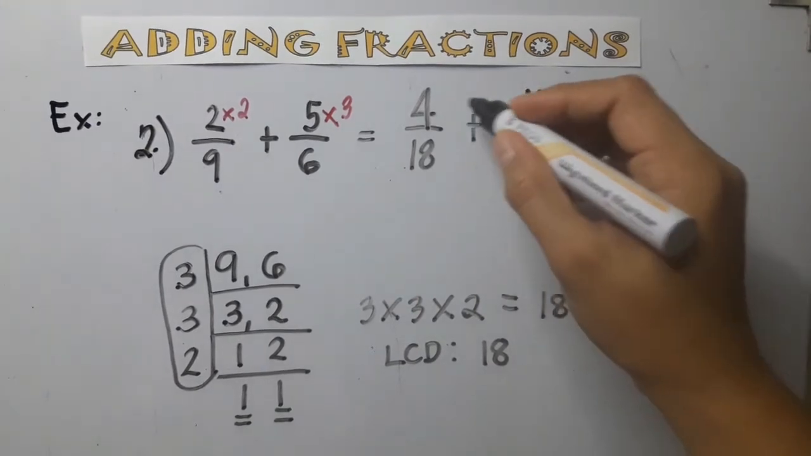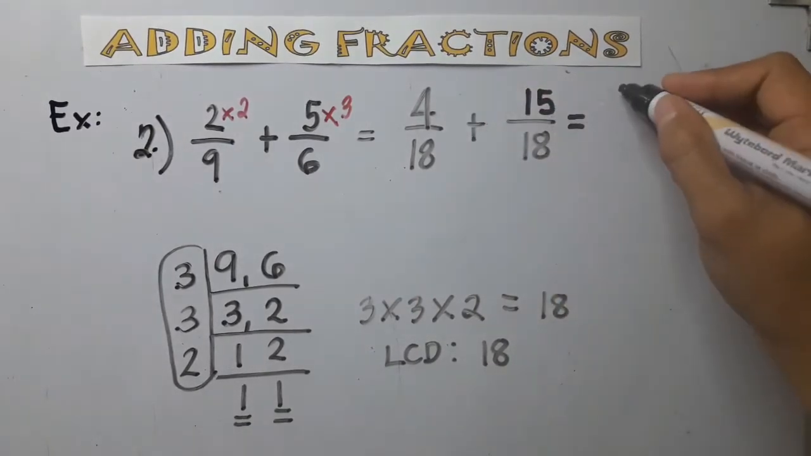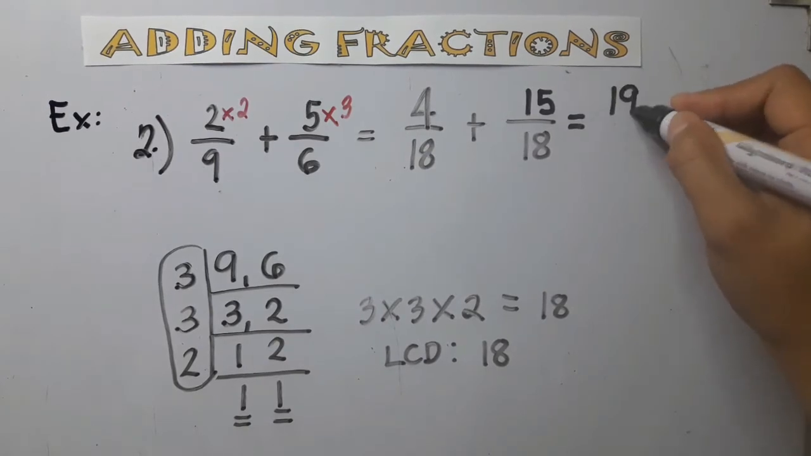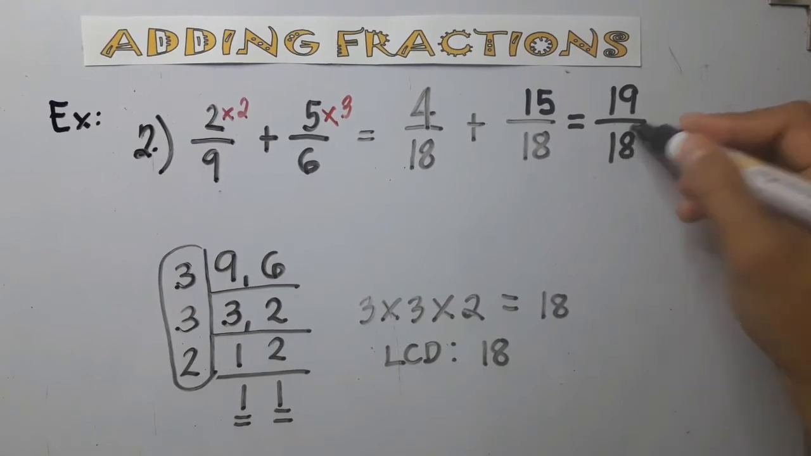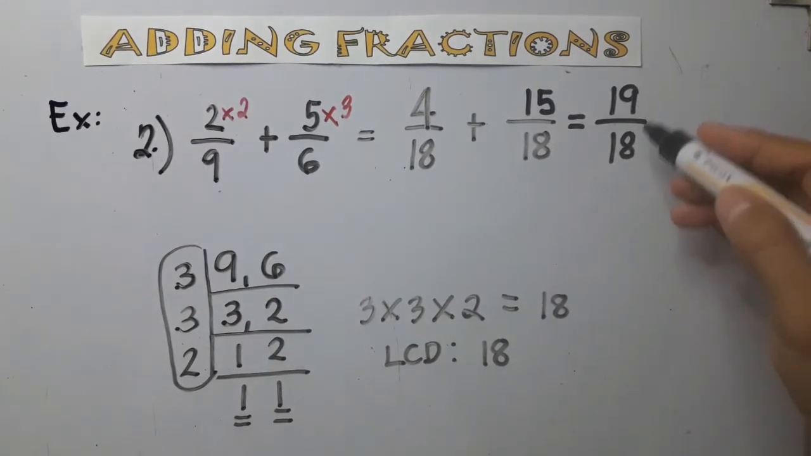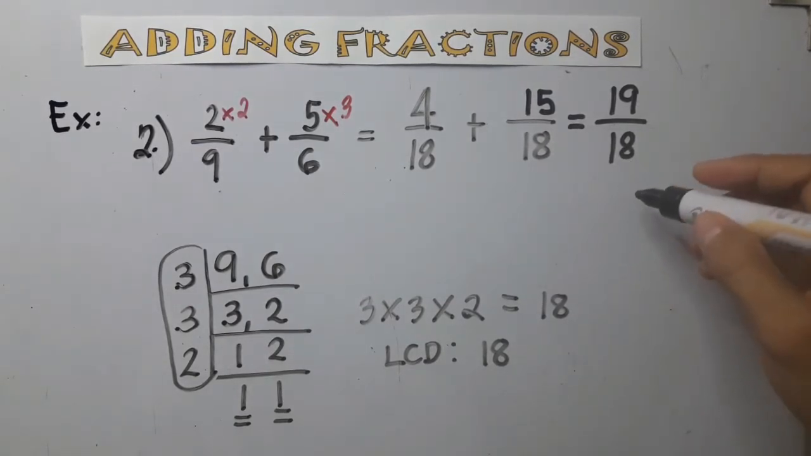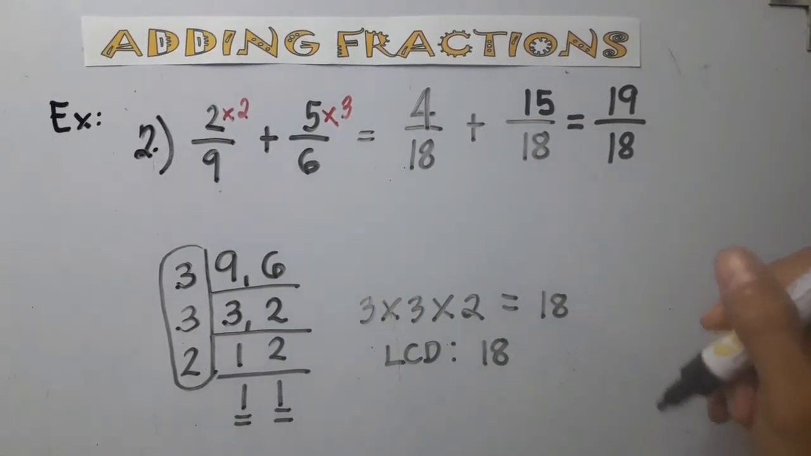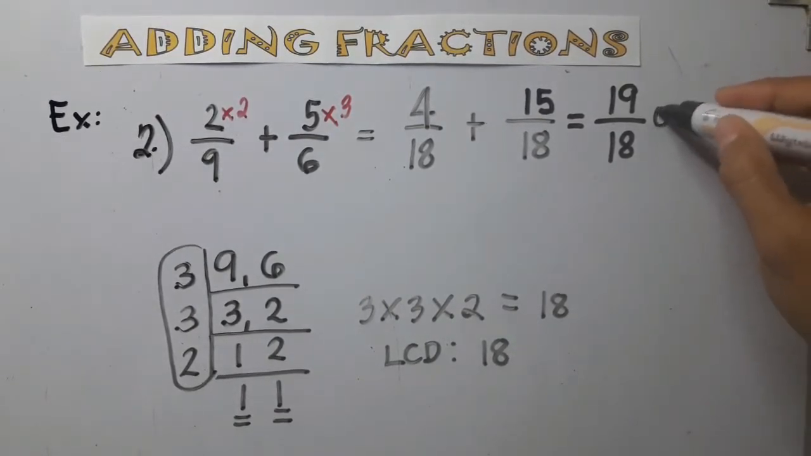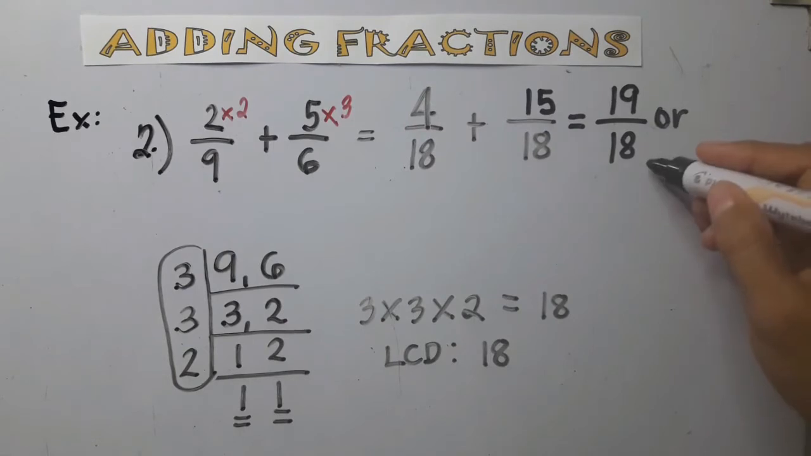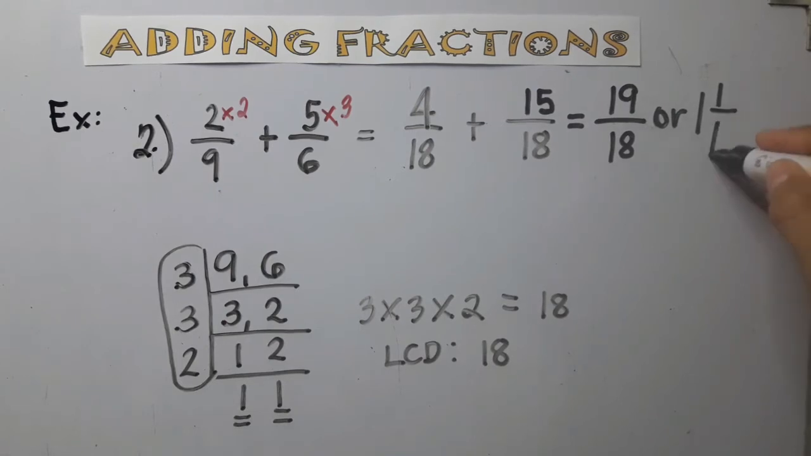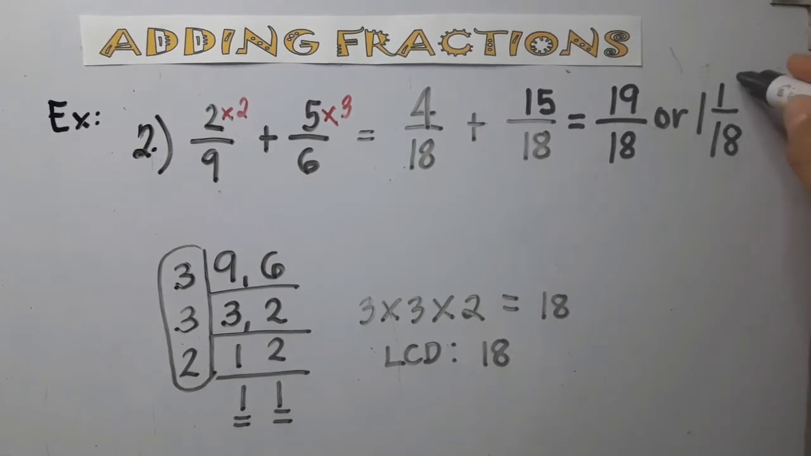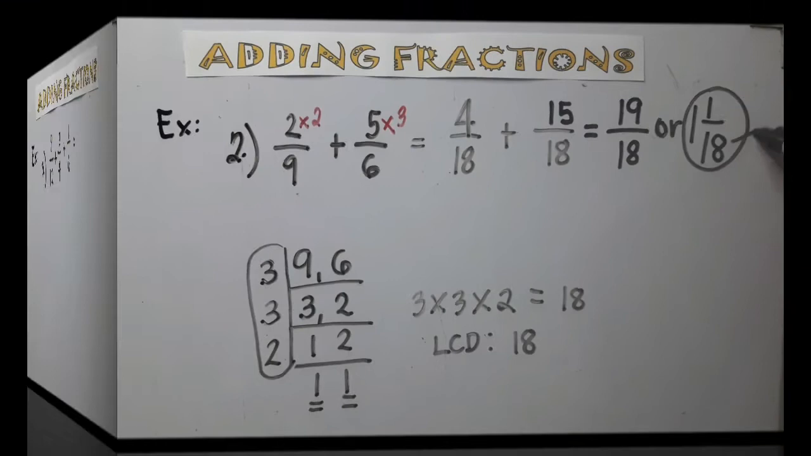So 4 plus 15, the answer is 19. Over, you will just copy the denominator, 18. Since 19 over 18 is an improper fraction, we're going to change that into a mixed fraction. So 19 divided by 18, that would be 1, and there's a remainder of 1. So the answer is 1 and 1 over 18. So this is now your final answer.